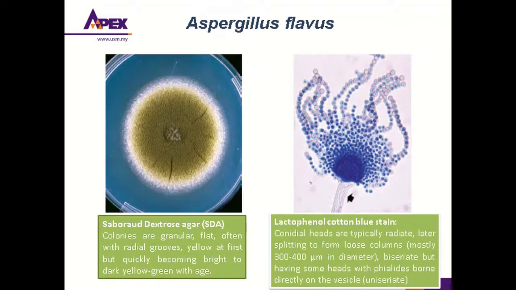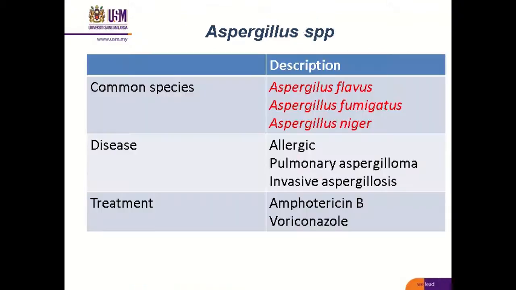And on microscopy, with lactophenol cotton blue staining, we can see conidial heads which are typically radiate, later splitting to form loose columns, mostly 300 to 400 microns in diameter, biseriate but having some heads with phialides borne directly on the vesicles, uniseriate. Common species of Aspergillus include Aspergillus flavus, Aspergillus fumigatus, and Aspergillus niger. Diseases include allergy, pulmonary aspergilloma, and invasive aspergillosis. The treatment of choice is amphotericin B and voriconazole.